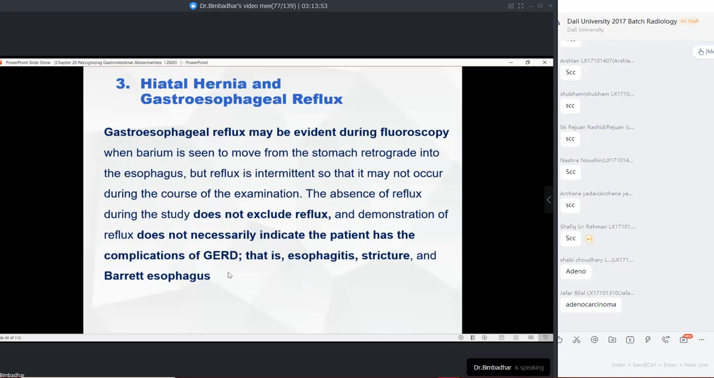Okay, so which ones are the complications? Esophagitis, strictures, and Barrett's esophagus are the complications of GERD. So the presence of a reflux does not necessarily indicate that the patient is suffering from esophagitis, stricture, or Barrett's esophagus. Or the absence of a reflux does not technically indicate that the patient is not suffering from all these conditions. Okay, this statement might be a little confusing, but understand one thing here: the complications of GERD will come only if the patient is in a severe condition. Okay, so what is the risk factor of esophagitis?